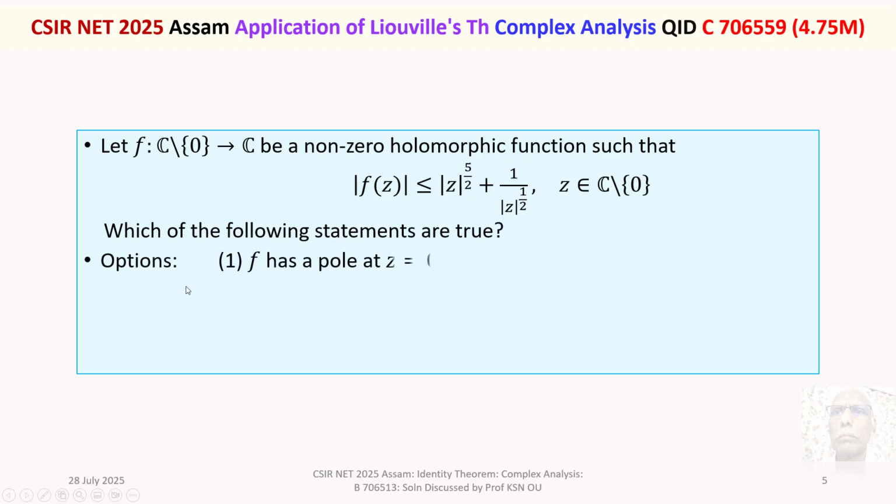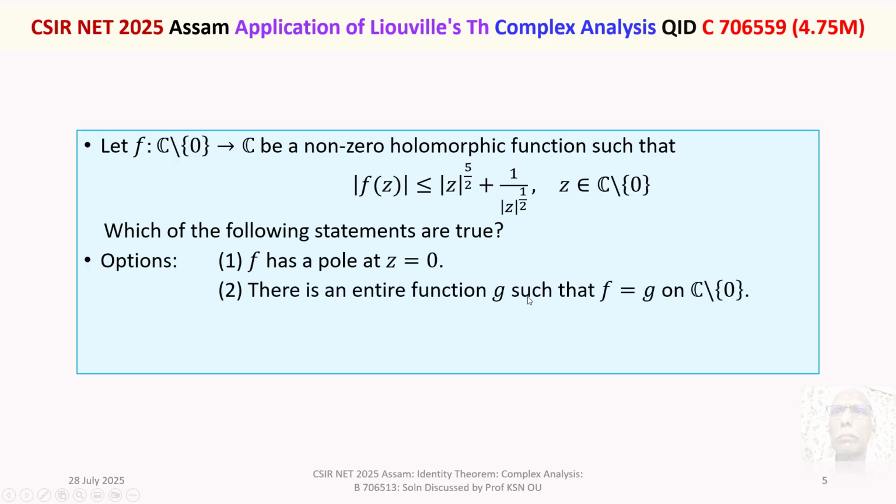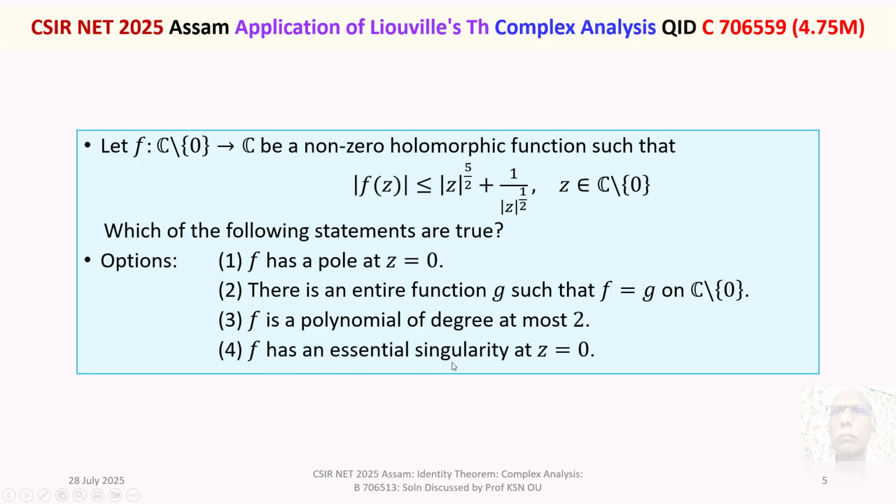We are given 4 statements. Option 1, f has a pole at z is equal to 0. Option 2, there is an entire function g such that f is equal to g on the set of non-zero complex numbers. Option 3, f is a polynomial of degree at most 2. Option 4, f has an essential singularity at z is equal to 0.